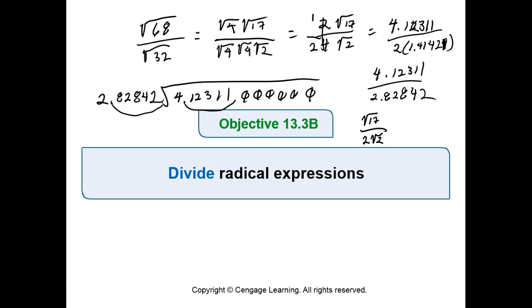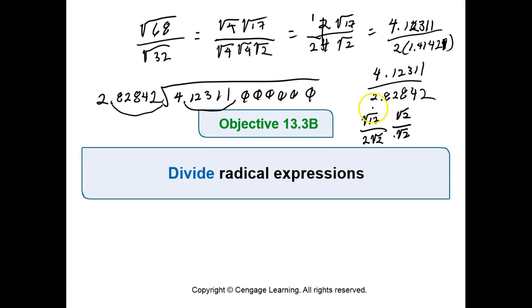Well, okay, you don't need the conjugate because this isn't a binomial. This is just a simple little monomial. So multiply numerator and denominator by square root of 2. Because what's square root of 2 times square root of 2? 2. Okay, so we're going to multiply numerator and denominator by square root of 2.